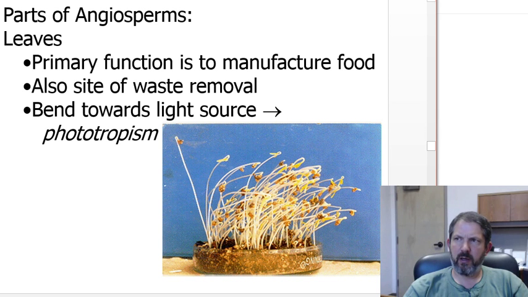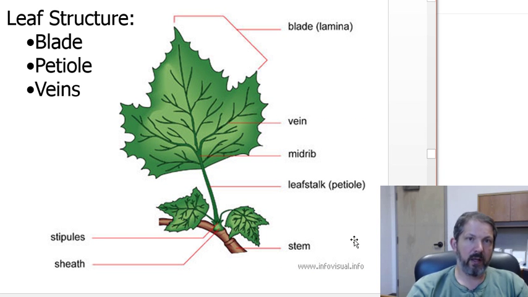And it might be fun to get some plant seeds in the classroom, get them wet, like a bunch of wheat or alfalfa or something, get these little sprouts going up. It might be fun to clip off different parts and see if they still bend. And there's some experiments you can do there. How do they sense the light?